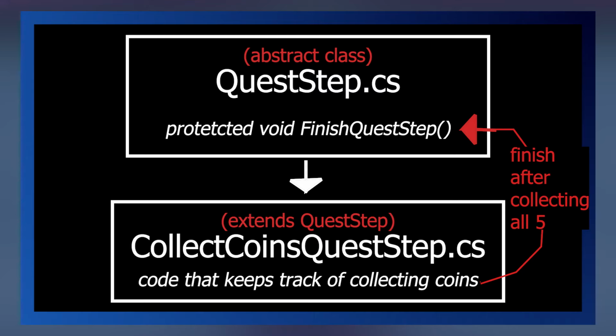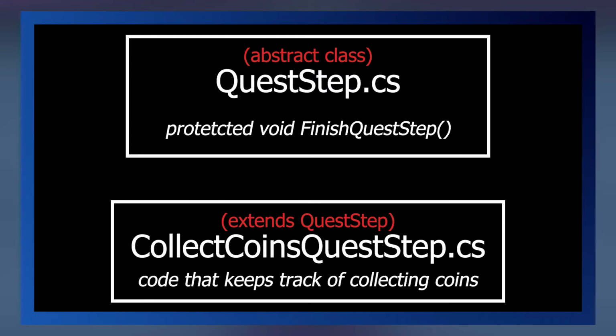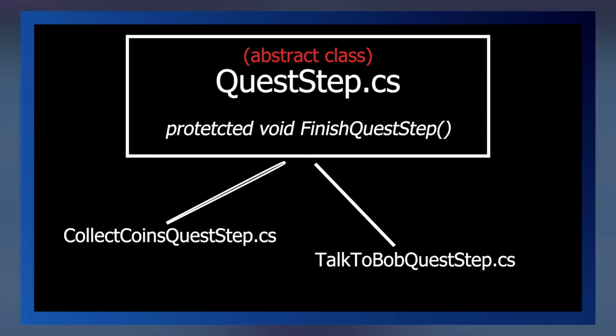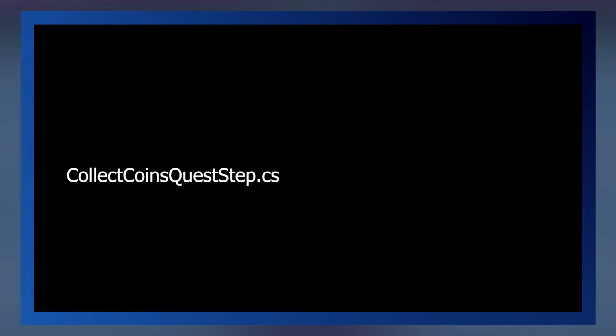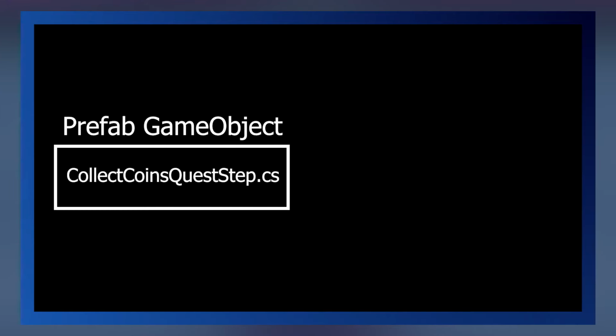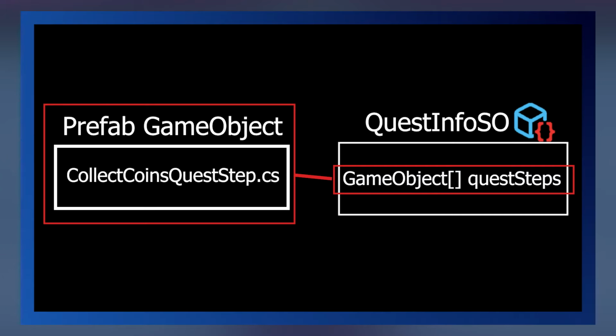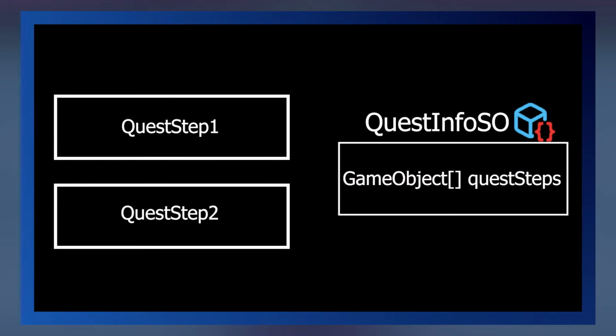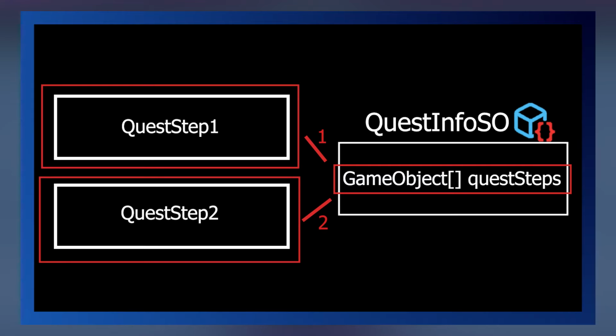The main reason for separating it out this way is so that we can cut back on the repeated code between more specific quest steps, and this also gives us a clean interface to interact with quest steps in a generic way from other C# classes. Then we can put the collect coins quest step script on a prefab game object that can be instantiated into the game scene once we reach that specific part of the quest, and then store that prefab game object in the questinfo scriptable object, where of course if we have multiple steps, we'll store them in the order that they're meant to be completed in.